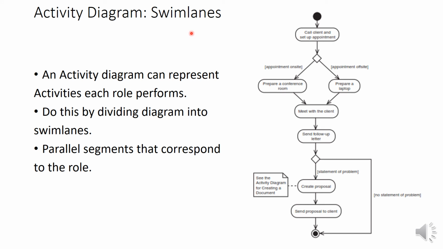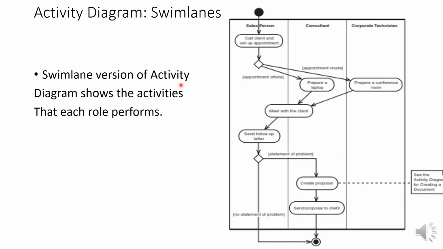Next is the swim lanes concept in the activity diagram. An activity diagram can represent the activities each role performs. You can do this by dividing the diagram into swim lanes. Swim lanes are the ability to expand and show who has the responsibility for each activity in a process. So parallel segments correspond to the roles. Now we are going to represent this activity diagram using swim lanes.